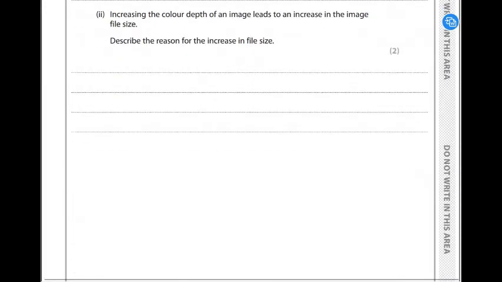Okay, part 2. Increase in the color depth of an image leads to an increase in the image file size. So this question is asking us to describe the reason for the increase in file size. It's 2 marks, so you'll get 1 mark for saying each pixel in the image, and then another mark for saying will require more bits to store. So altogether you could have: each pixel in the image will require more bits to store. That is the only answer option that they give you.